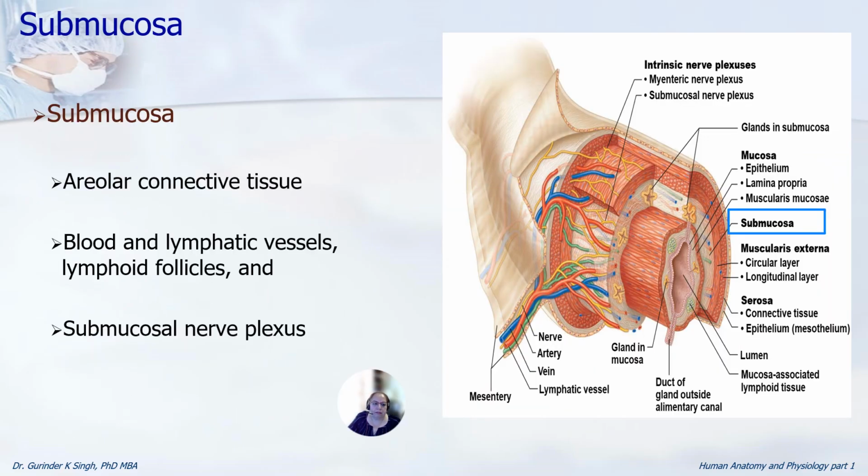Now looking at the submucosa. This is again areolar connective tissue and has a lot of blood vessels and lymph vessels, and also has lymphoid follicles scattered around. Those lymphoid follicles are just individual follicles present around, and again they are for defense. They also have a lot of nerve supply, which we call the submucosal nerve plexus.